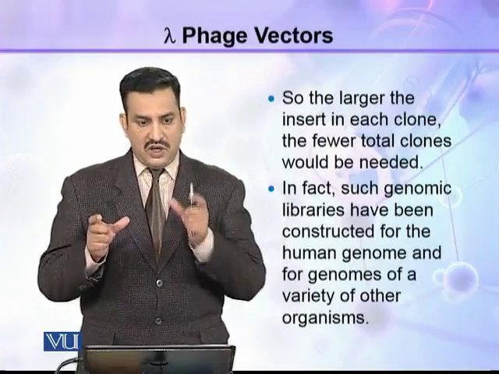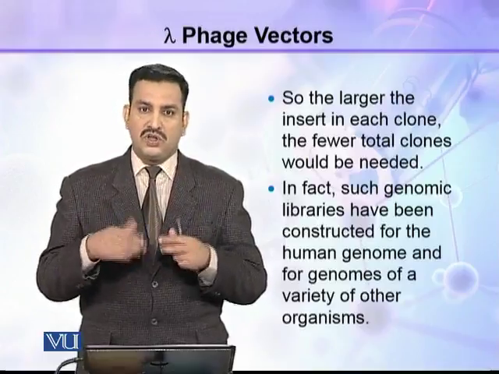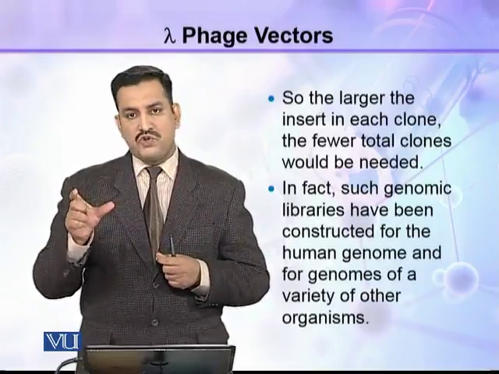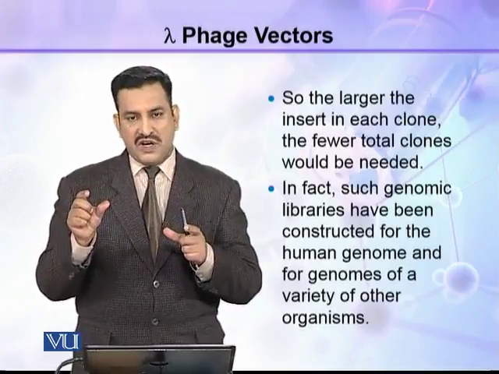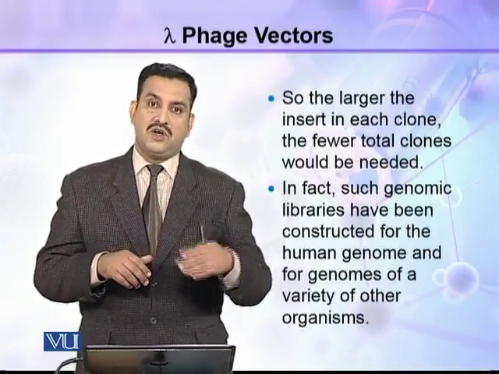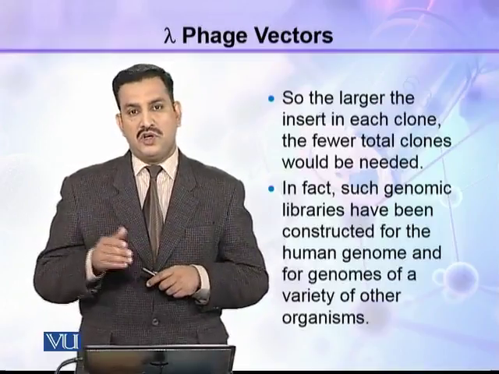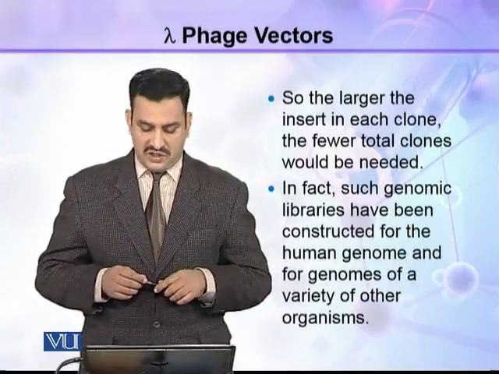क्योंकि एक क्लोन में अगर आप बड़ा डीएनए इंसर्ट कर सकते हैं तो टोटल क्लोन्स आपको जितने चाहिए होंगे जाहिर है वो कम होंगे, और अगर आप जो है वो छोटे साइज़ का इंसर्ट फ्रेगमेंट इंसर्ट कर रहे हैं तो आपको ज़्यादा क्लोन चाहिए होंगे. तो इस तरह से बड़े बड़े जीनोम्स को इन वेक्टर्स की मदद से क्लोन मैप किया जा सकता है.